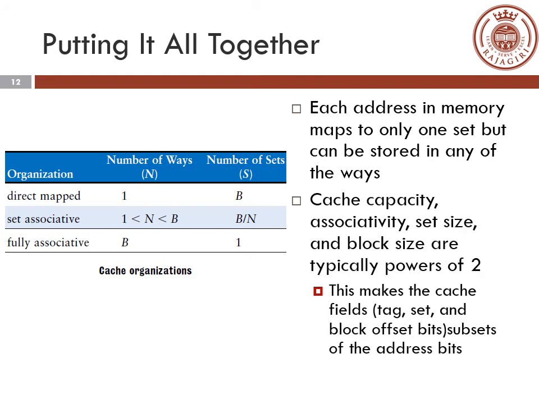Now from the table you can see that if the N value is 1, you can say it is a direct mapped cache. In set associative you can have a range, it can be 1 or any value N or the maximum value B. If N is 1, set associative can also be called direct mapped. If N is B, the set associative can also be called fully associative. In the case of fully associative, you will have only a single set. In that single set, you will have all the blocks, and we will see an example for that.